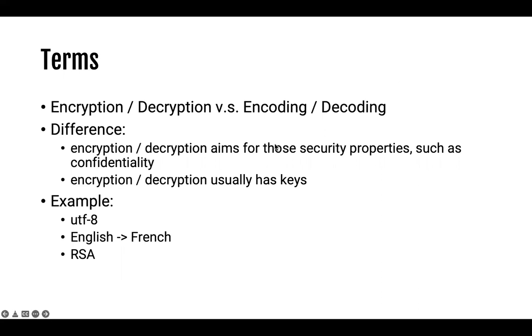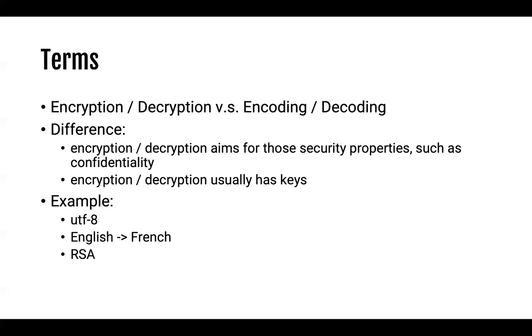Okay. And also, there are more differences I listed over there, right? I already said confidentiality. And the other thing is that encryption and decryption usually have keys. So you will need to use this key to encrypt or decrypt a message. Whereas for decoding and encoding, because those algorithms are public and there are no keys, you just do a conversion between characters, strings, or files, etc.